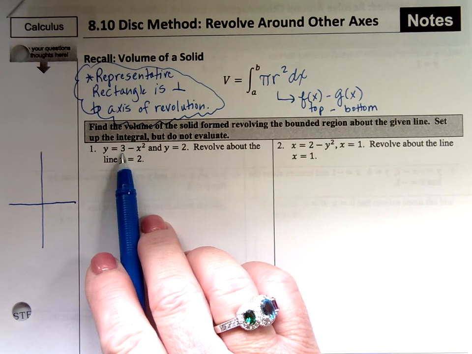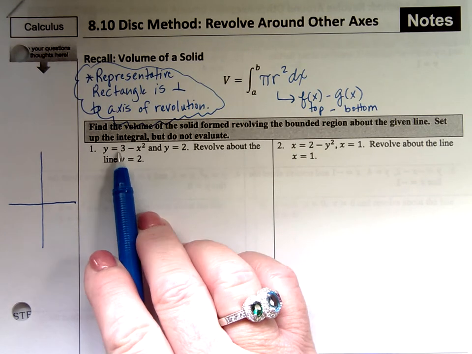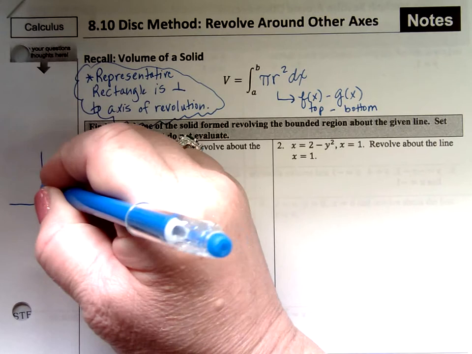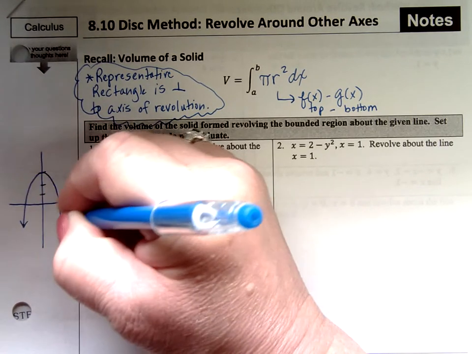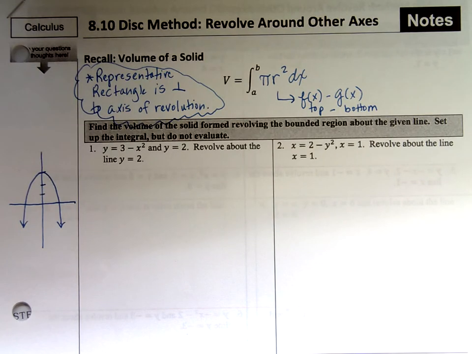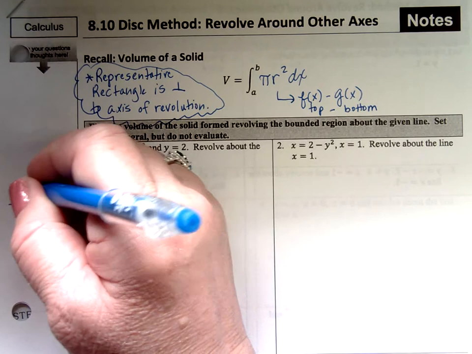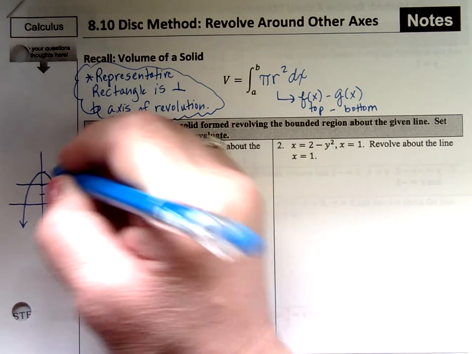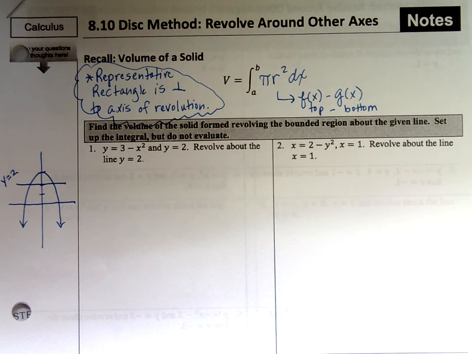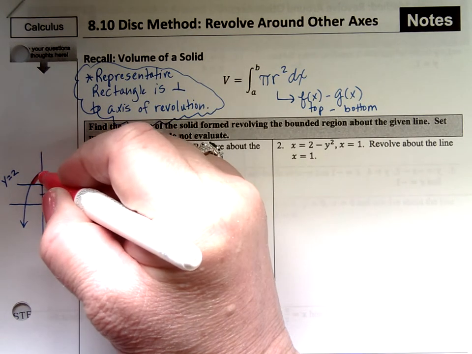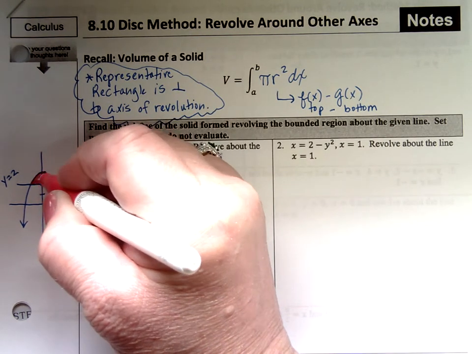For example, this guy, you can tell he's an unhappy parabola, but he's moved up 3. So he is up 3 and unhappy. There he is. This time you want to revolve it around the line y equals 2. Well, y equals 2 is right here, right? This is y equals 2. So what's the area they're talking about? It's the part that's bounded by y equals 2 and my parabola, which is the peak of this thing.